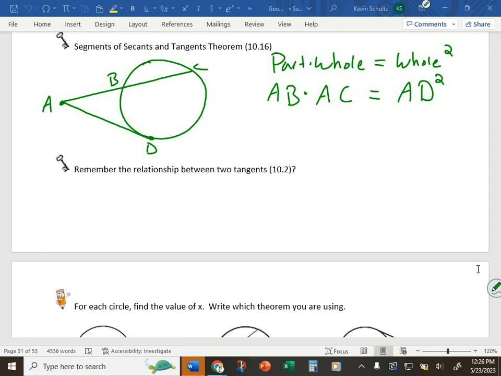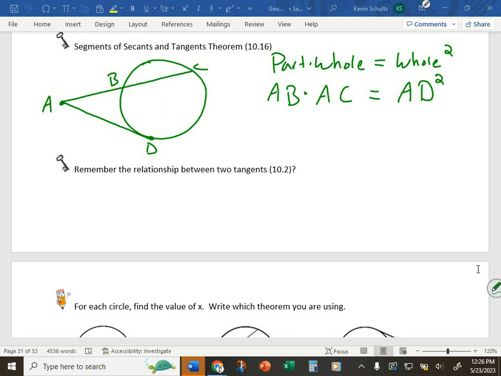Yes, Damien. How do we know which values are on each side? Because before it didn't really matter, but now it matters. Because on this one there's only one. It could be AB squared because there's a C. Right, because this is clearly a secant, and this is the tangent.